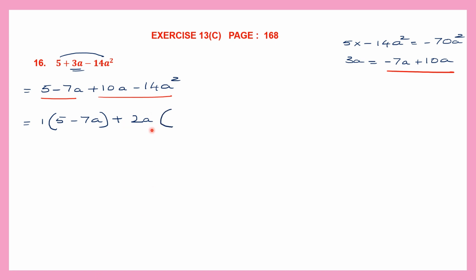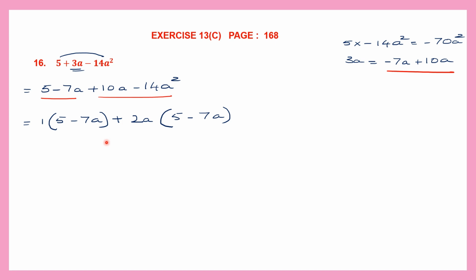Now 2a into what will give me 10a? I already have a here. 2 into what is 10? 5. So I just have to put 5 inside. And remember here it is minus 7a; I need to get 5 minus 7a here also. Let me put that and see whether I get it right. Now let's multiply this and see whether we get this. 2a into 5 is 10a, correct. 2a into minus 7a: minus sign, 2 sevens are 14, a into a is a square. So we've got the same thing and our answer is correct.